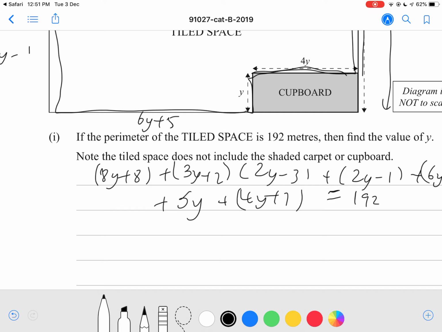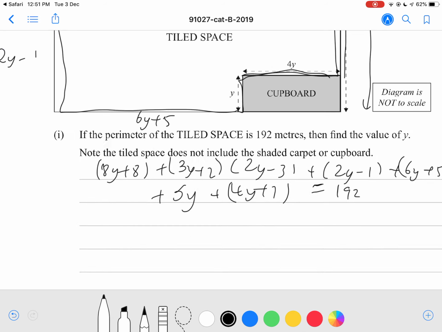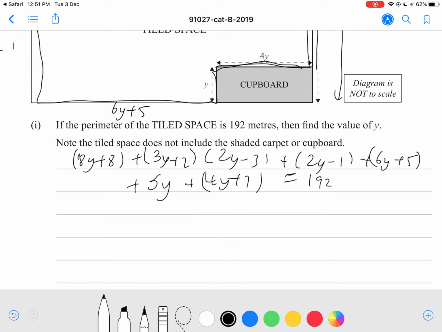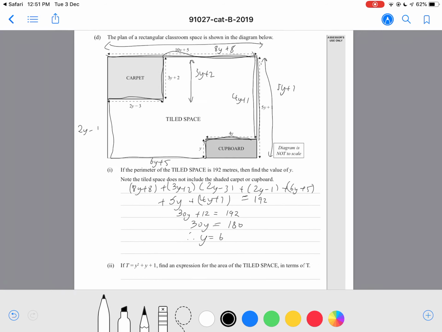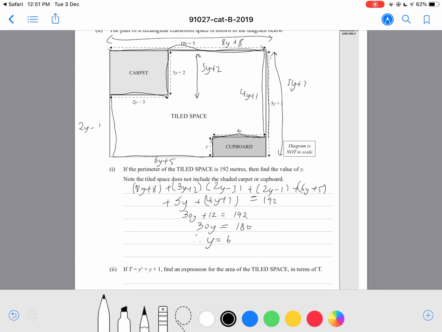So we can group the like terms. 8y plus 3y is 11y, 13y, and plus 2y again, 15y, 21y, 26y, that's 30y. And then we'll add the numbers together. So 8 plus 2 is 10, minus 3 is 7, minus 1 is 6, plus 5 is 11, plus the 1 here is 12. So 30y plus 12 equals 192. 30y equals 180. So therefore y equals 6. So that would be your final answer for this question.